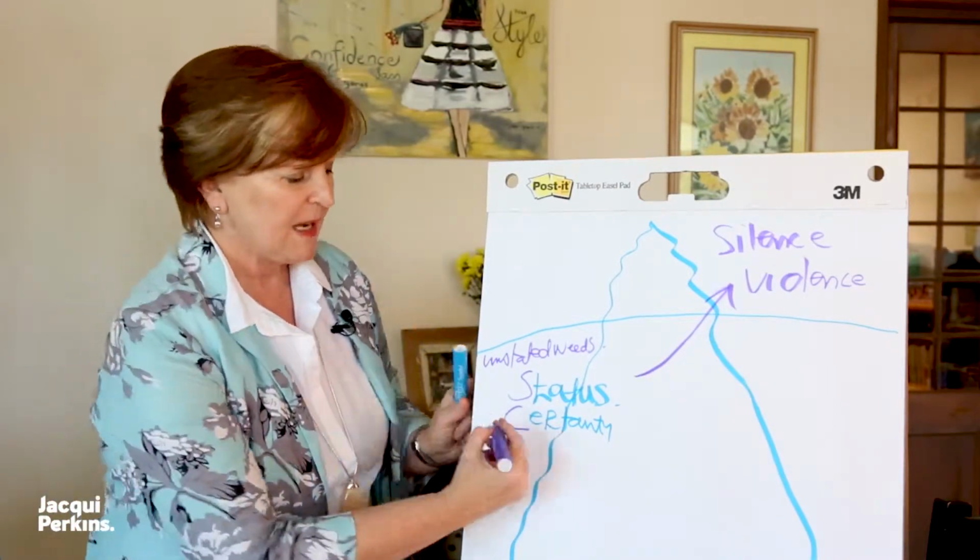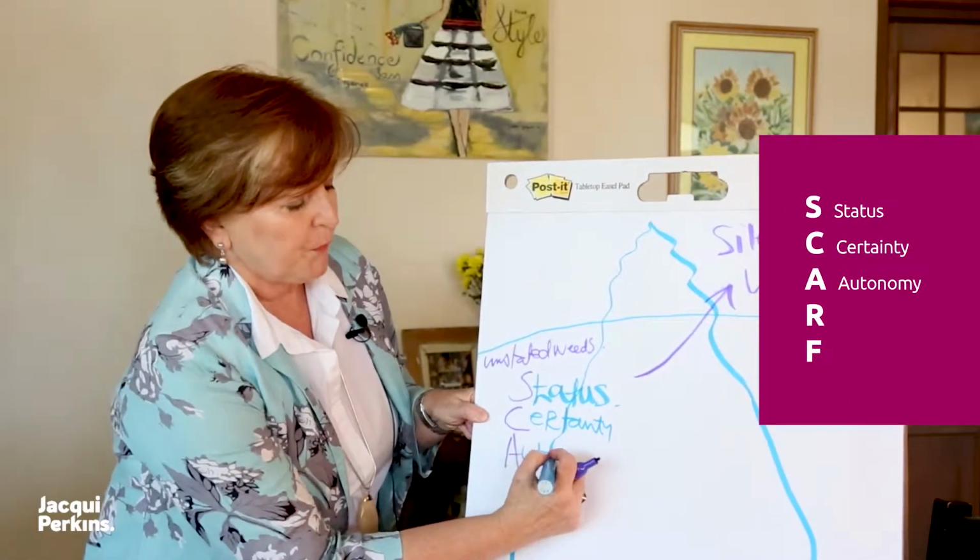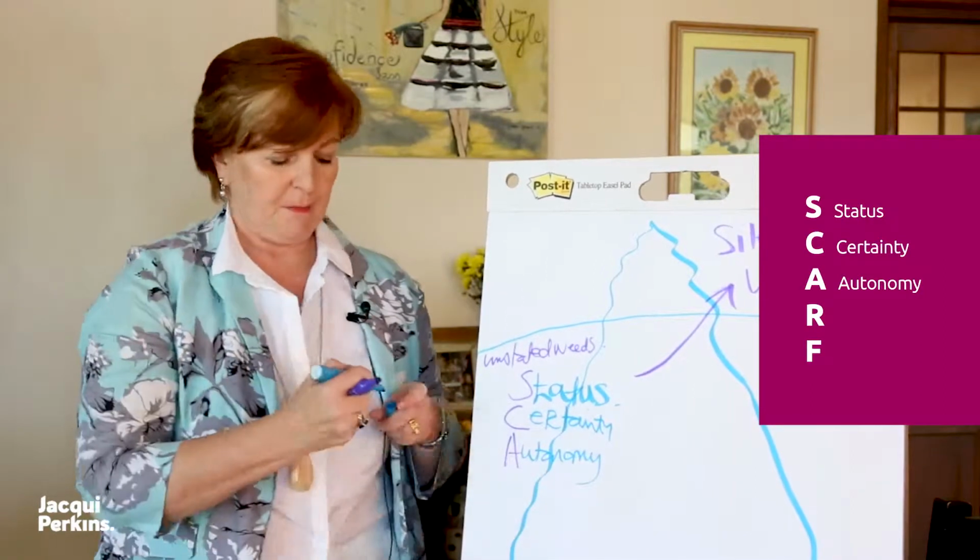The third one is A for autonomy. So what does autonomy mean?